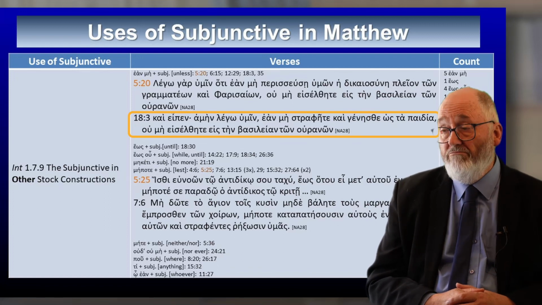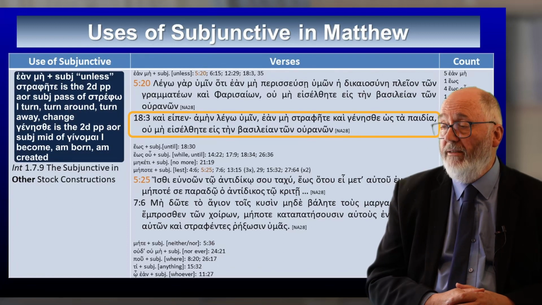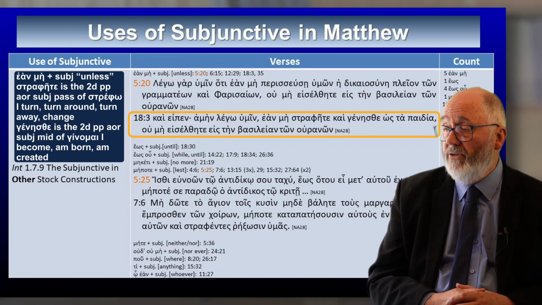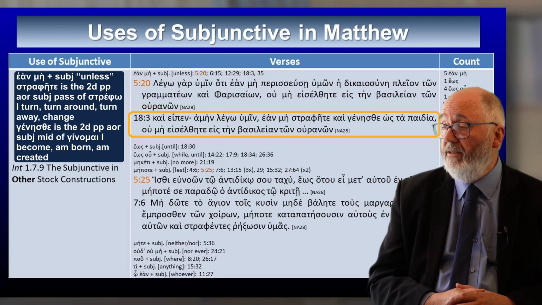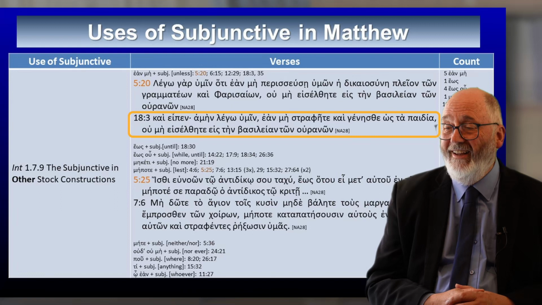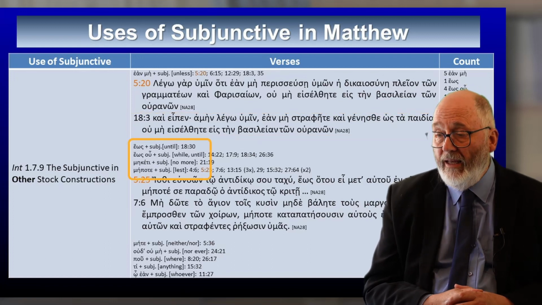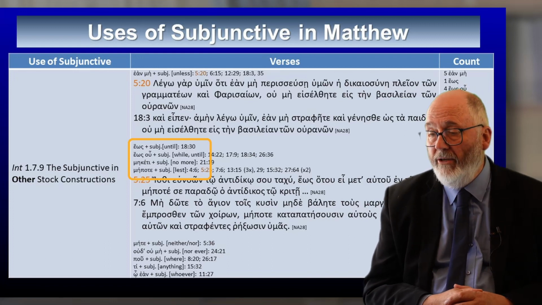Matthew 18:3. And he said, truly I tell you, unless you turn, ean mē plus subjunctive of strephō, kai genēsthe, again another subjunctive, and become as the children, ou mē, again another subjunctive of strong denial. You will definitely not enter the kingdom of heaven. And we have heōs, until, heōs hou, while, until, mēketi, no more, mēpote, lest.